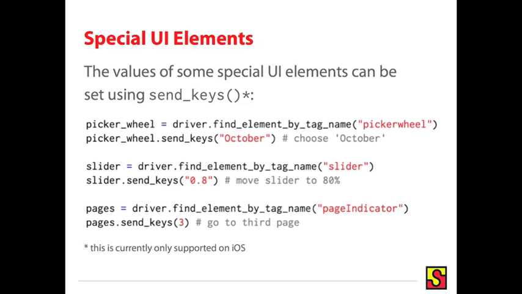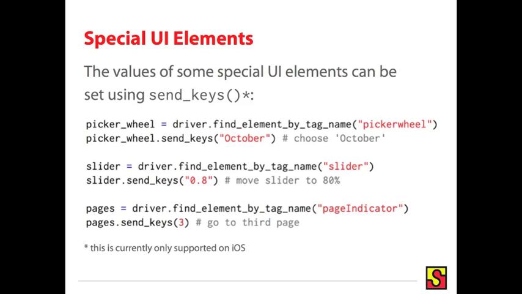Another type of UI element is a slider, something that lets users determine an amount, or I guess I should say a relative amount, by sliding a little tab left or right. If we have a handle on this, we can also use the send keys method with a string representing a value between 0 and 1 to move the slider different amounts. So sending 0.8 would move it most of the way to the right.